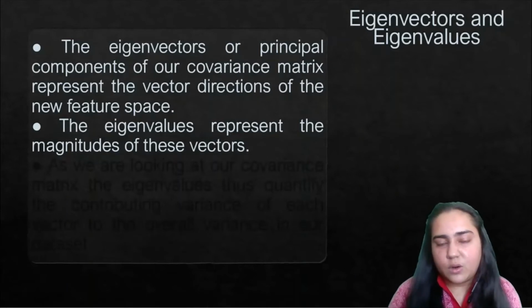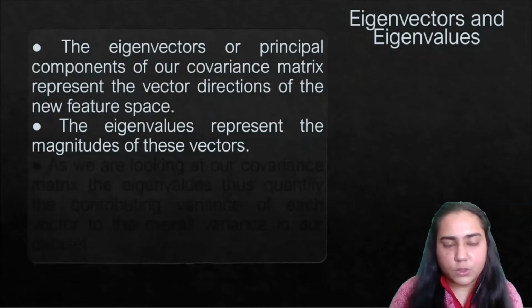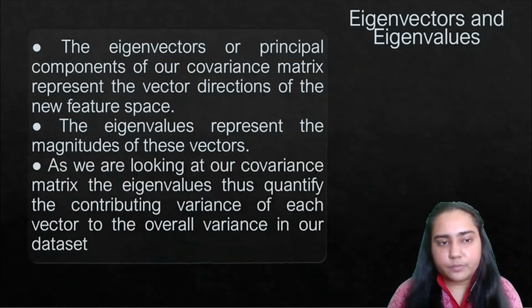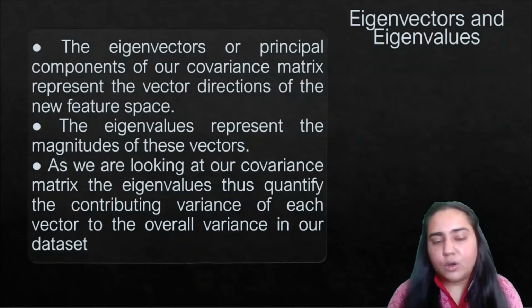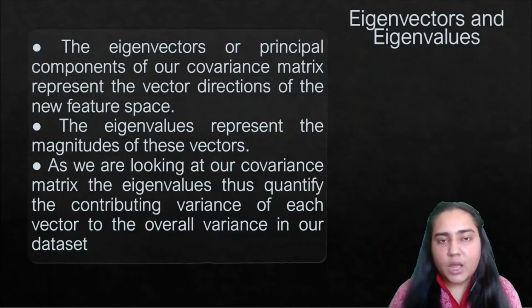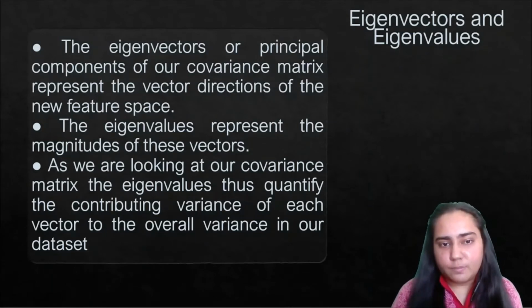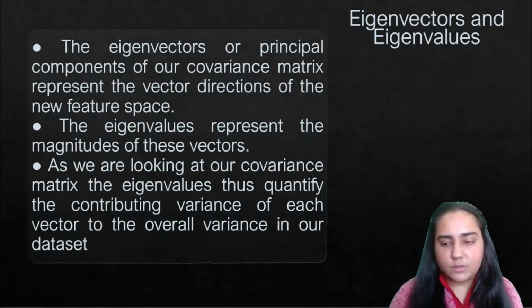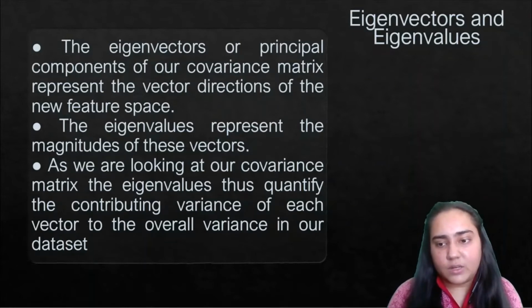Now, vectors we know are always having a direction attached to them, but they also have a magnitude. So eigenvalues, they quantify that. As we are looking at our covariance matrix, the eigenvalues quantify the contributing variance of each vector to the overall variance in our dataset. So each dataset has its own variance, but how much does each vector contribute towards that variance? That is given to us by eigenvalues.